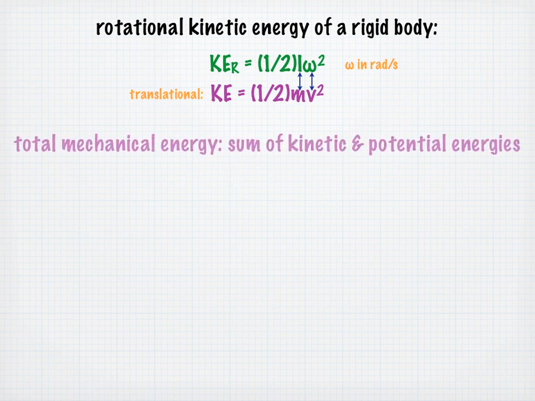Remember, total mechanical energy is the sum of all kinetic and potential energies. This means that we can now include our rotational kinetic energy term in our expression for total mechanical energy. Total mechanical energy equals translational kinetic energy plus rotational kinetic energy plus gravitational potential energy. And expanding it looks like this.